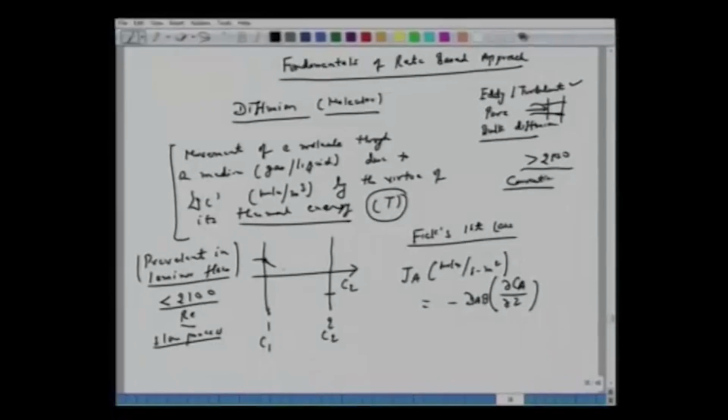So this is a gradient. That means you have a concentration profile like this. So what is the flux here? JA, moles per second per meter square. You find a gradient here at this plane. So at that plane, what is the gradient multiplied by this molecular diffusivity? All right. So just go through certain textbooks, or even Treybal. They have first a couple of lectures on this Fick's first law.